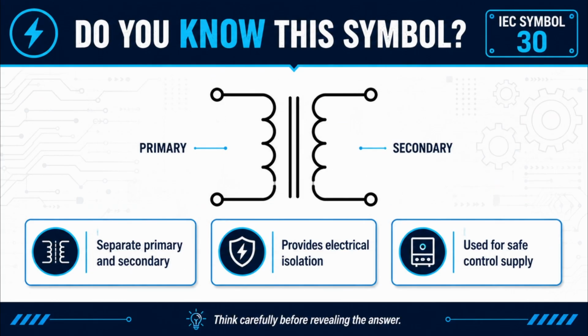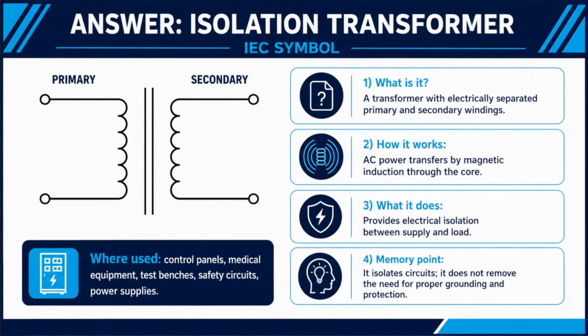Do you know what this electrical symbol represents? Here are some clues. The primary and secondary are electrically separated. It provides isolation, and it is often used for safer control circuits. The answer is an isolation transformer. It transfers AC power from the primary to the secondary by magnetic induction, while keeping the two circuits electrically separated.